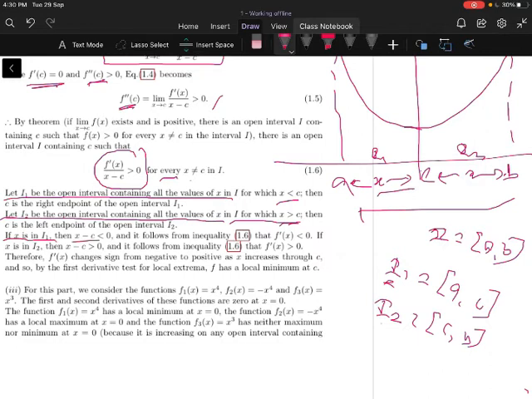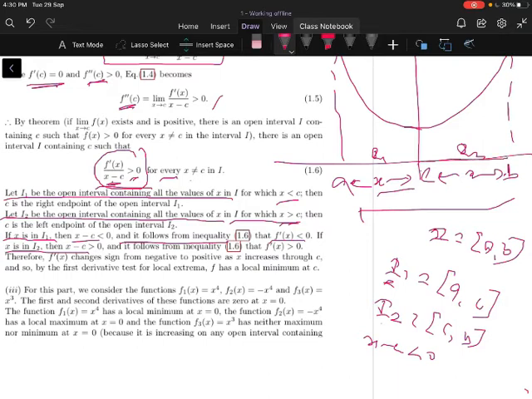Suppose x is in I1. Then what is x minus c? Obviously x minus c is negative, because c is bigger when compared to the x values in the interval I1. It follows from 1.6 that x minus c is negative. What is f dash of x? If x minus c is negative, this becomes negative. f dash of x must be negative. Therefore, f dash of x is negative.